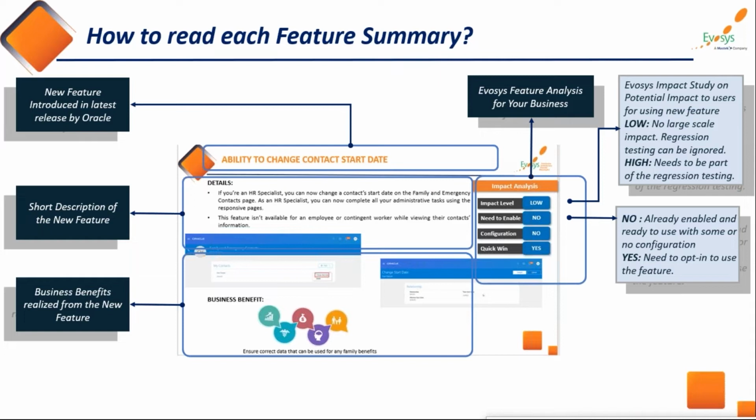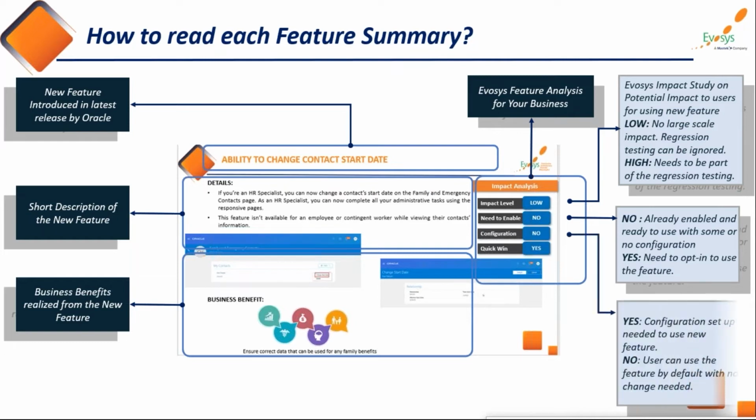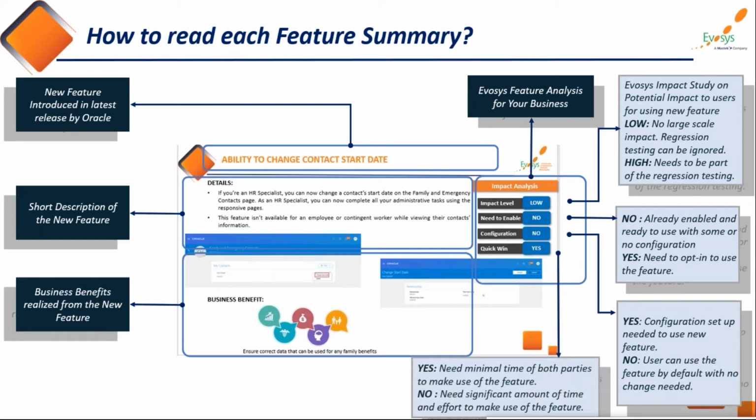The second one, as we all are aware, is that there are some features which are by default auto-enabled by Oracle, and there are some which we need to opt in to. The third one highlights the nature of the feature. Certain configuration may be required, and some can be used without any changes. And the last one is quick win. This term we use to simply convey what is ready to use by investing a minimum amount of time, and what requires a significant amount of time and effort to make use of the feature. So this is how we have crafted the structure of today's session.